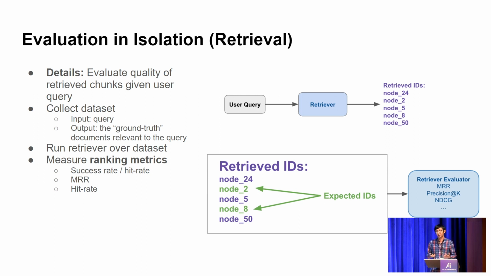You could do this manually via humans. You want queries and ground truth context, like documents, or you could do this synthetically. I have a next section on how to actually do this synthetically. Once you have this data set, you can run your retrieval algorithm over it to benchmark how well this retrieval algorithm performs. And then you can measure the performance via some ranking metrics, right? Given the retrieved IDs and some expected IDs, it's basically a ranking problem. You can measure stuff like success rate, MRR, hit rate, or precision. There's a bunch of these metrics that you can use.